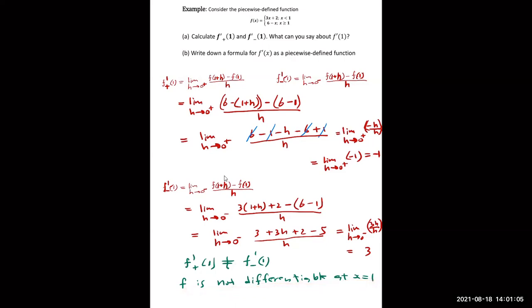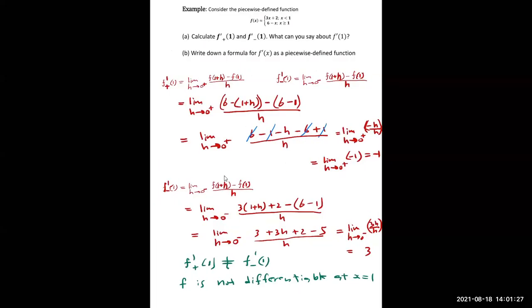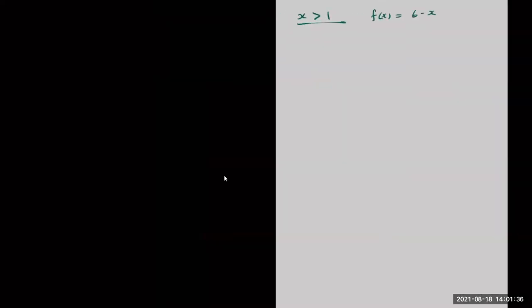Now let's find the derivative of the function when x is less than 1. This is the function when x is less than 1. And then let's find the derivative of the function when x is greater than 1. Okay, so that's the idea. Let me first find the derivative of my function when x is greater than 1. When x is greater than 1, here is the function that I need to be looking at. Then my f of x is 6 minus x.